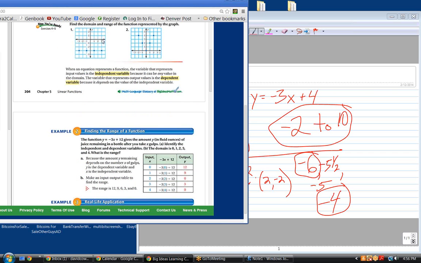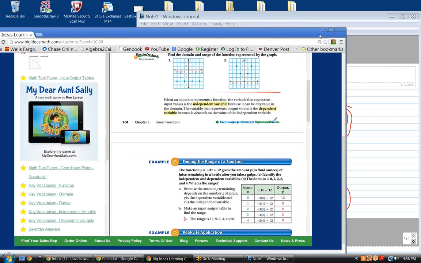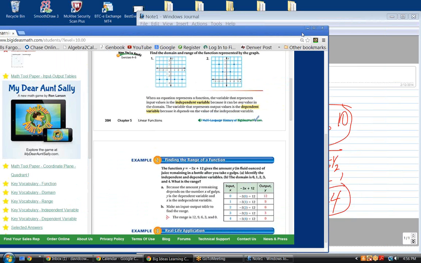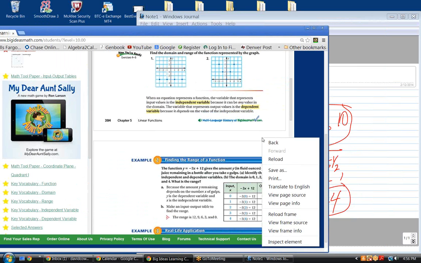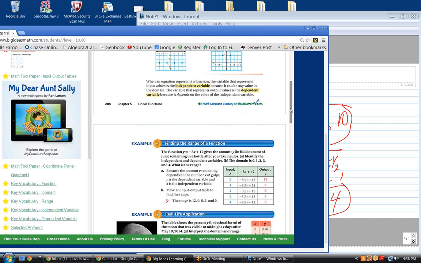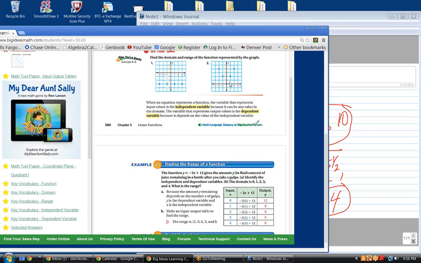So, let's see. Can you read this good enough? Hold on a second. Let's see if I can figure out how to make this bigger. How do I make this bigger? Well, let me go down some more. I'm not sure you can read this graph closely enough to tell me what the, well, I don't know, can you? What's the domain on this one I'm pointing to here?